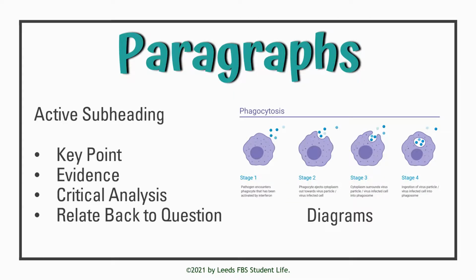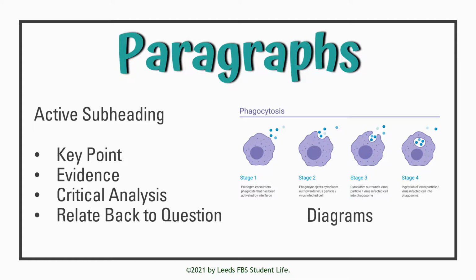So the main body, so your paragraphs. So it's really important to start these with an active subheading. So what this means is you're not just, for example, putting phagocytosis as the subheading, you're putting phagocytosis plays a role in immune control or something like that. You're saying what it does, talking about its active process.